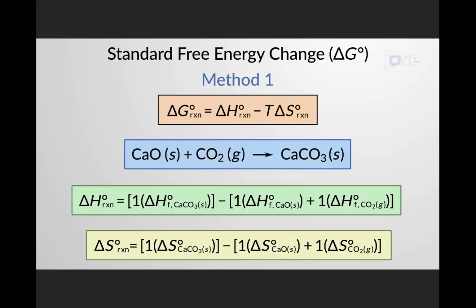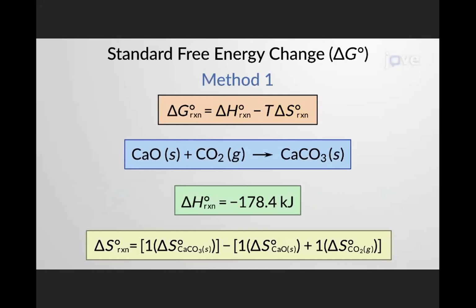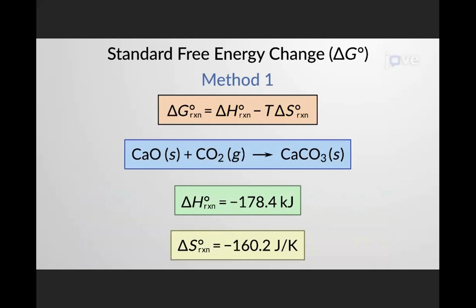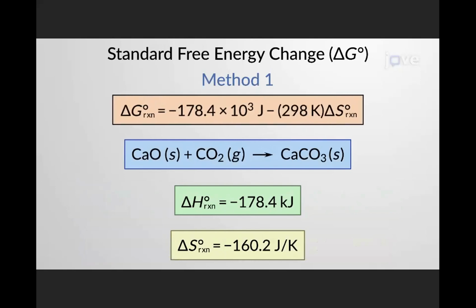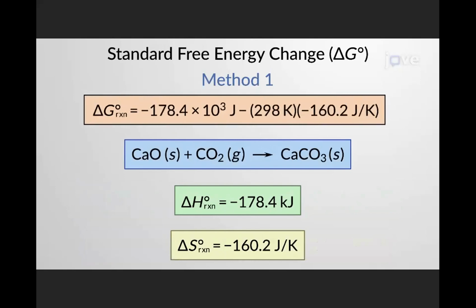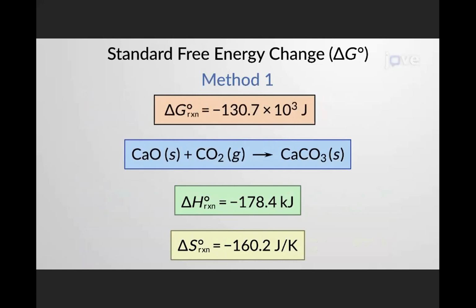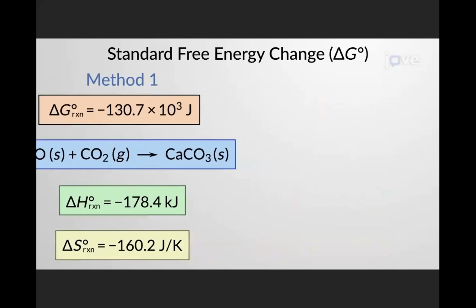Using the values from the reference tables, the standard enthalpy change and the standard entropy change for the reaction can be determined. Substituting these values into the equation for the change in standard free energy, the standard delta G of the reaction at 298 Kelvin equals negative 130.7 times 10 to the 3 joules.